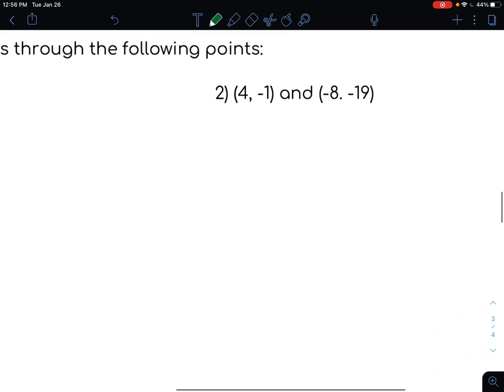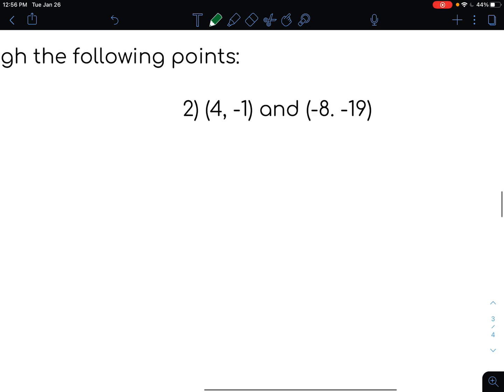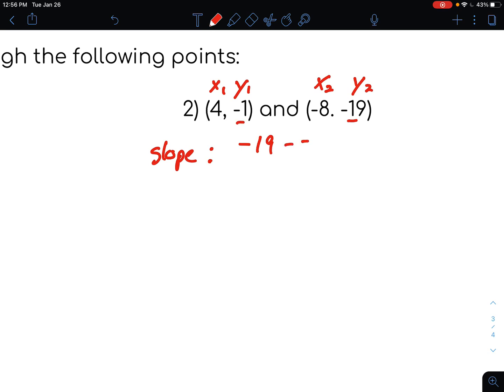All right. So let's go ahead and do our slope again. So slope requires us to think about the 2 points, the change in y over change in x. So slope formula means I take my second y value minus my first y value, so negative 19 minus negative 1. And then the second x value minus the first x value, which would be negative 8 minus 4.